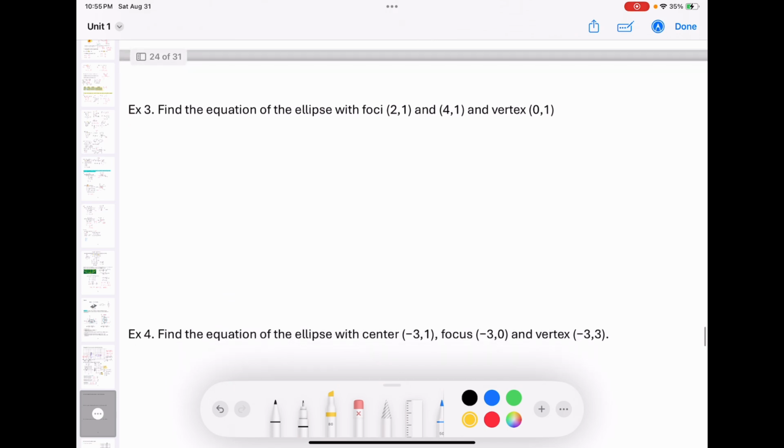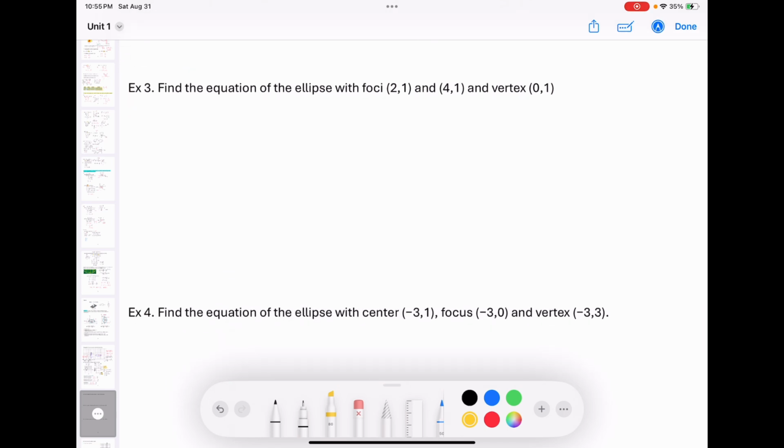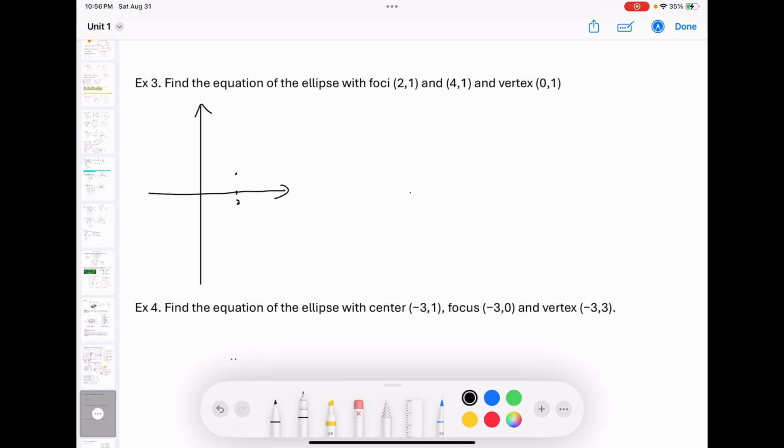All right, let's move on. Number 3: find the equation of the ellipse with foci (2, 1) and (4, 1) and vertex (0, 1). It doesn't ask us to graph, but we can make a sketch. For example, we can make an XY plane. First we can plot the foci: this is 2, this is 1, and then 4, 1. I feel my graph is a little bit small. Let's extend it. These are my two foci, and the vertex is (0, 1), which is here.